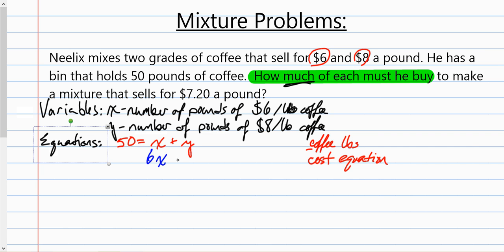$6 for each pound plus $8 for each pound of that one should give me, I know I've got 50 pounds total, but how much will it cost per pound? Well, that's where the $7.20 comes in. $7.20 per pound. And that's where I find my two equations. If you can identify the two types of equations you're looking for, it makes it a little bit more straightforward. So now we're ready to solve.